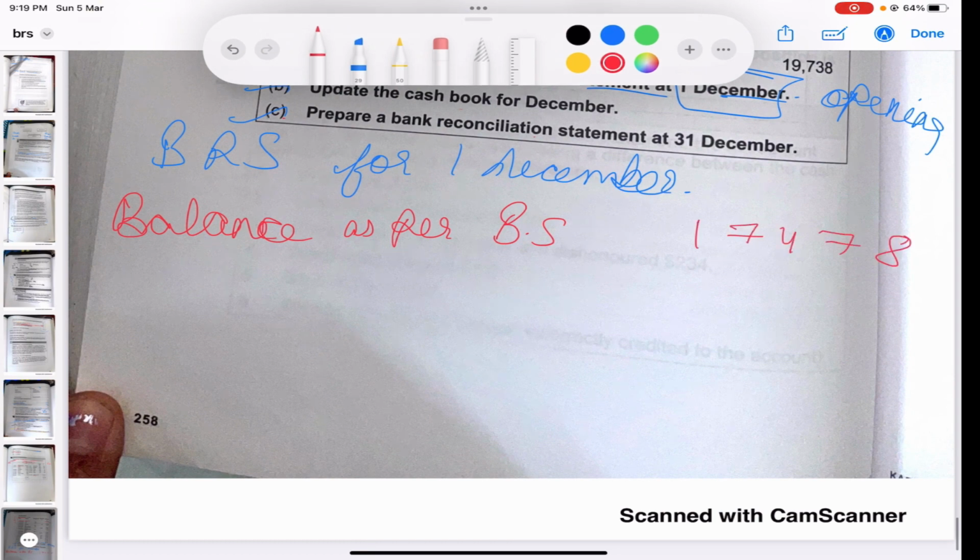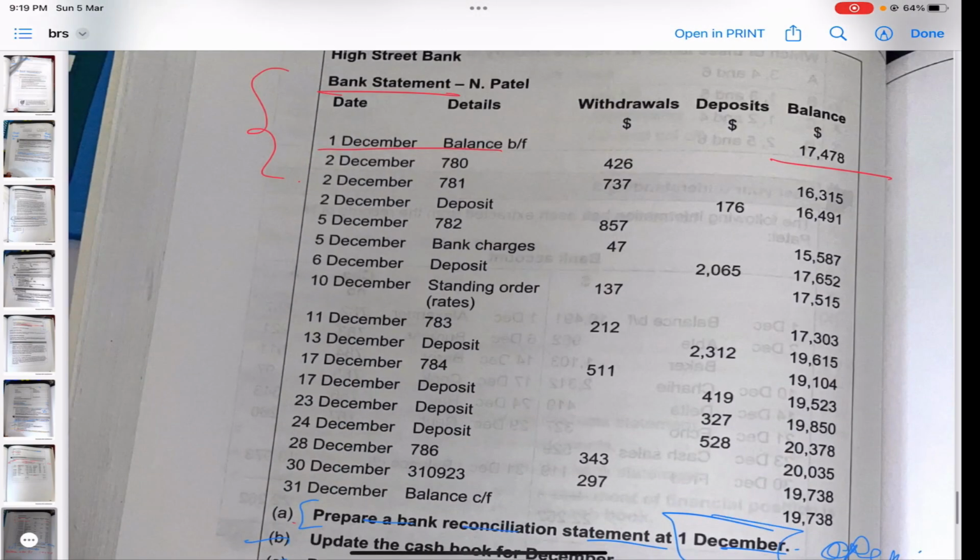Okay. Now, you remember what the mistakes of the bank can be? Lodgements unclaimed, unpresented checks and bank mistakes. These are the only things. So let's see for lodgements unclaimed.